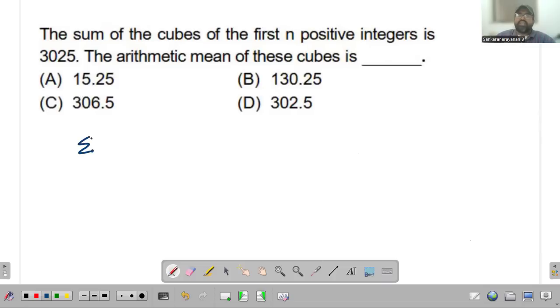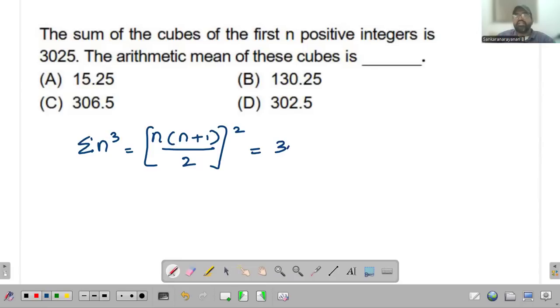You very well know that the sum of cubes of the first n positive integers, sigma n cube, is given as n into n plus 1 by 2, the whole square. And that is given as 3025. Kindly recall, sigma n cube is n into n plus 1 by 2, the whole square. So from this, n into n plus 1 by 2 is going to be the square root of 3025. What is the square root of 3025? That is equal to 55.